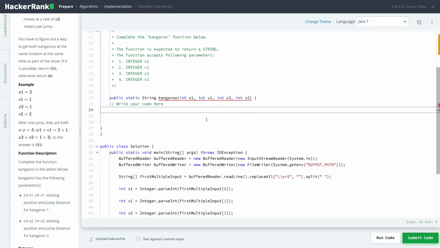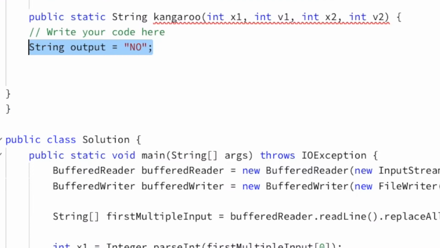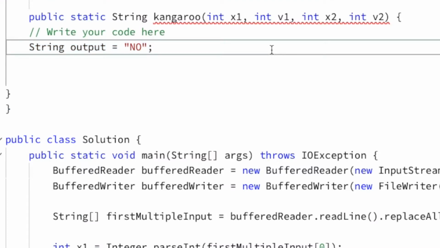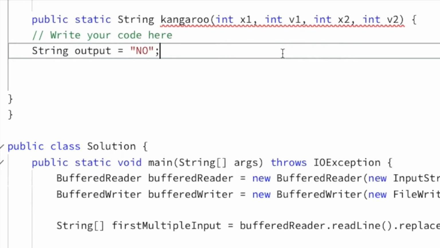So based on this notion, we're going to set our initial output to no, because no is most likely the case; it's very rare that they're actually going to be on the same position. The next thing to think about is this: x1 is always at a lesser position than x2, so we're going to see if the rate at which the first kangaroo moves is larger than the rate at which the second kangaroo moves.